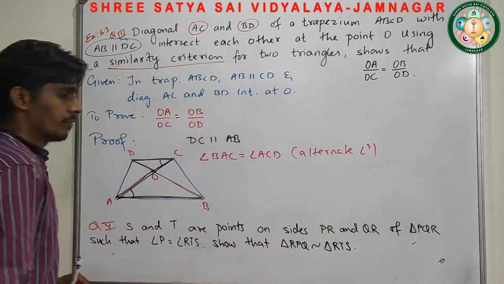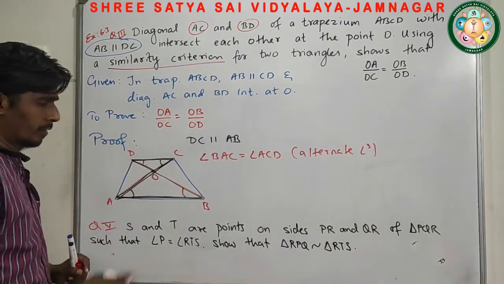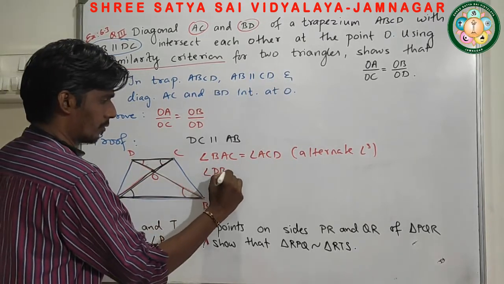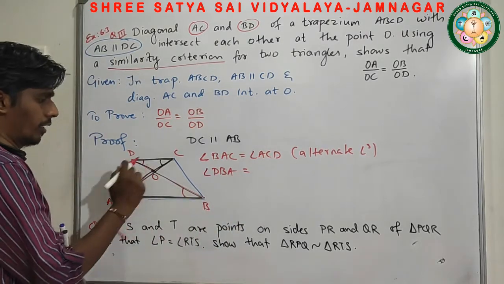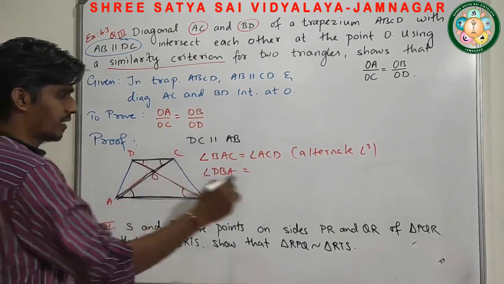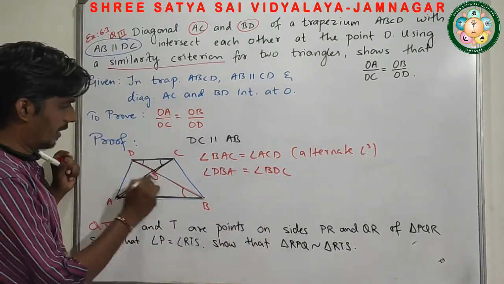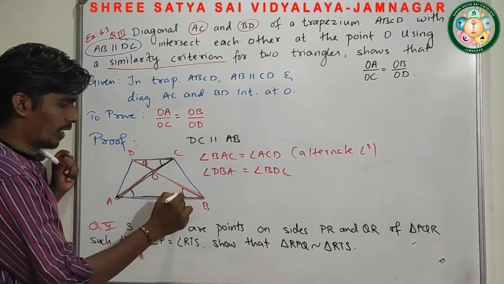Alternate pairs of angle. Then one more. If these two angles are equal, I can say that these two are also equal. Take the bigger triangle first. So I am going to write DBA. This DBA is equal to what? BDC. BDA means this angle, BDC means this angle. These two angles are equal.